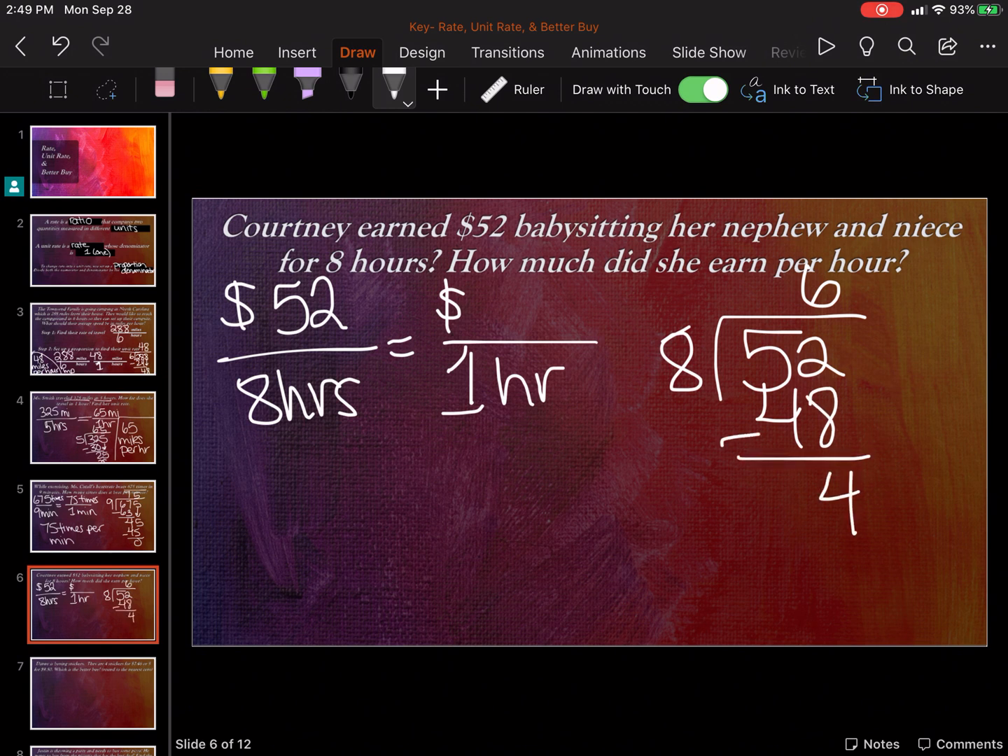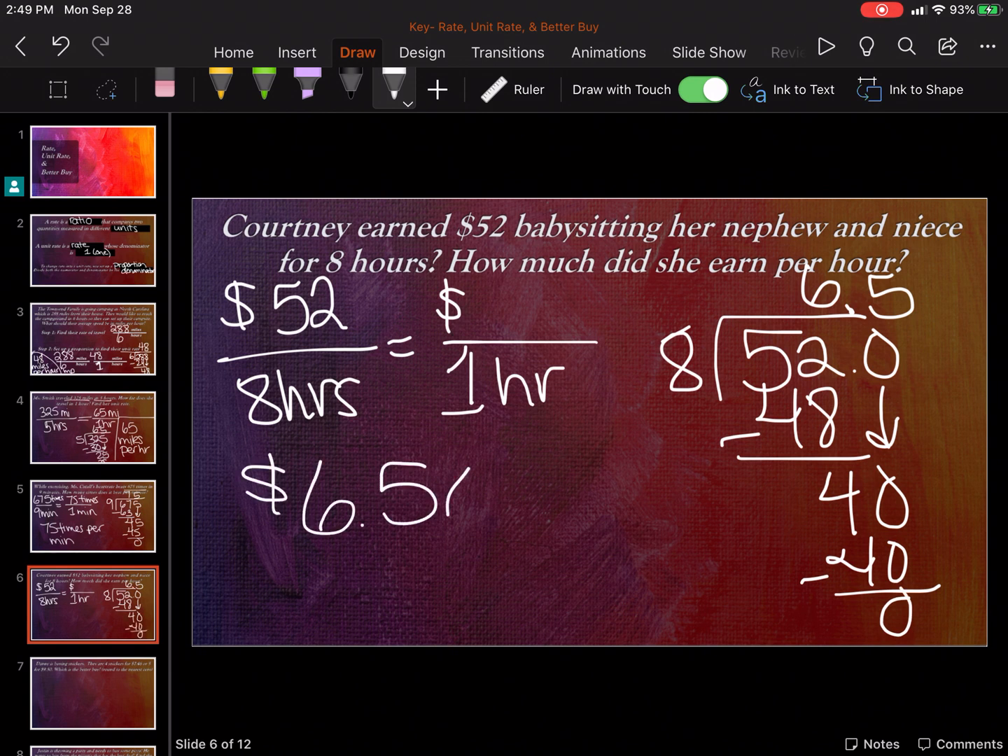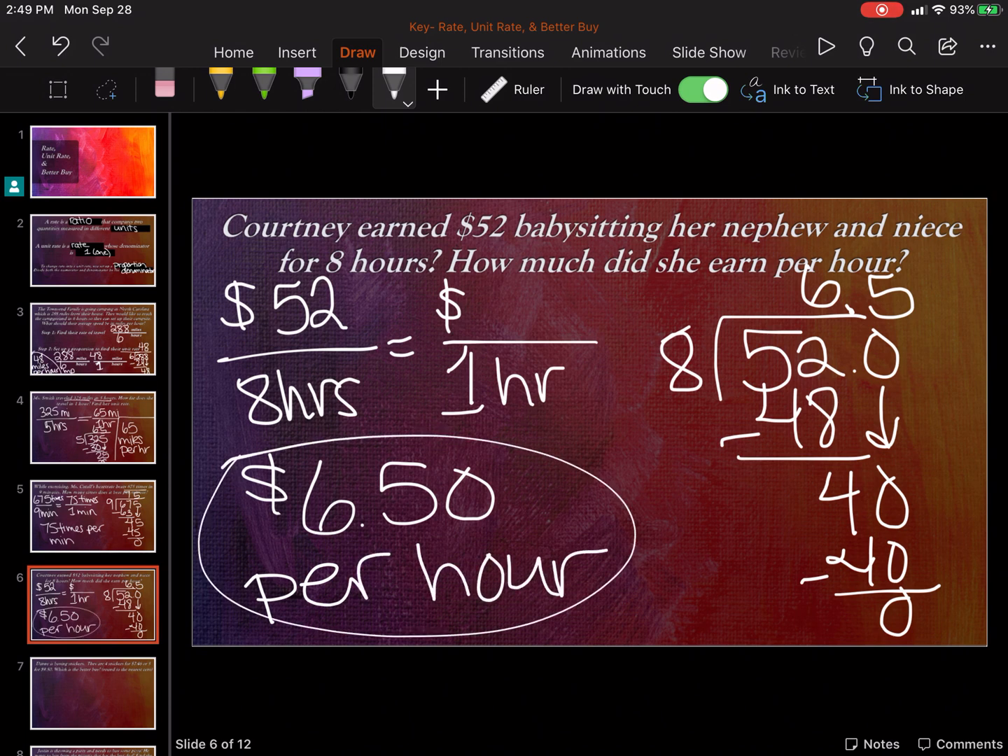Can't just leave it as a remainder, so we need to add our decimal and our 0. Bring it down. Goes in 5 times. Bring your decimal up. So $6.50 per hour. You do need that 0 on there. It's not just 6.5. It's $6.50.